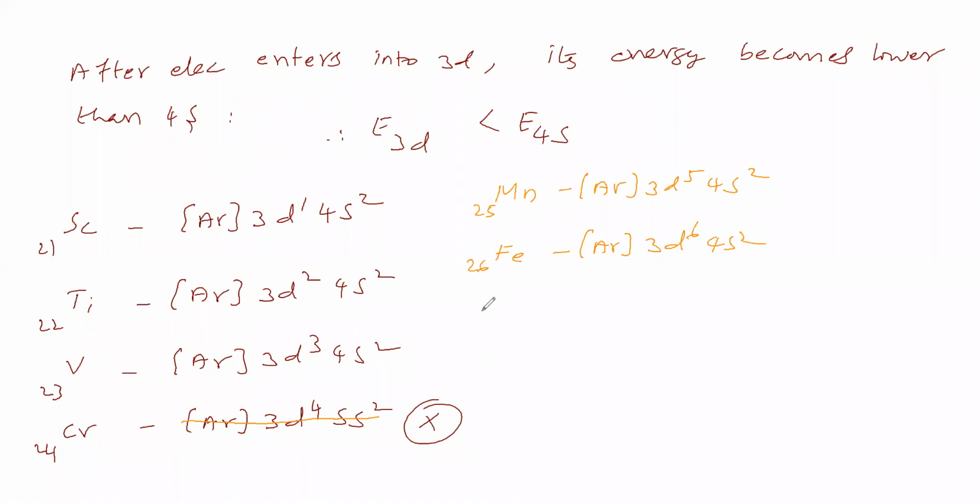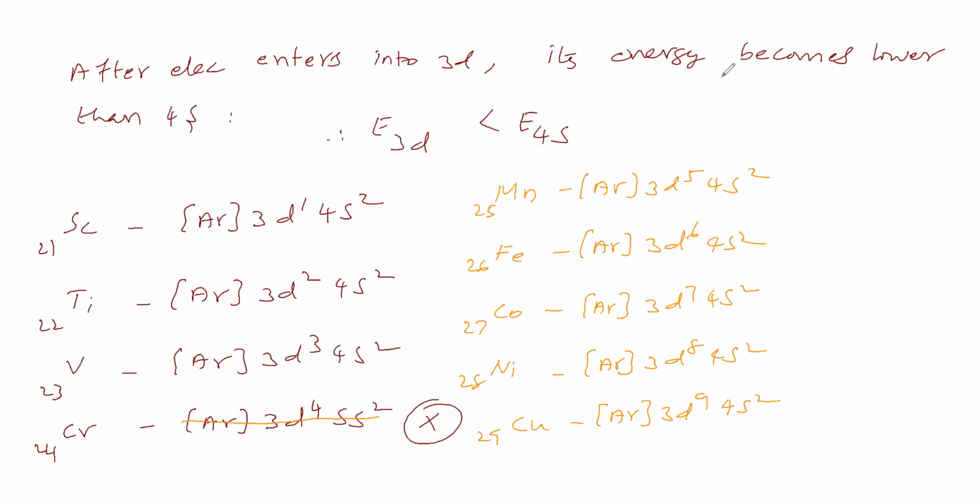After iron we can take cobalt, atomic number 27. Therefore argon 3d7 4s2 we can write. Nickel, we will take 28. Its electronic configuration is argon 3d8 4s2. Next we will take copper, atomic number 29. Its electronic configuration is argon 3d9 4s2.